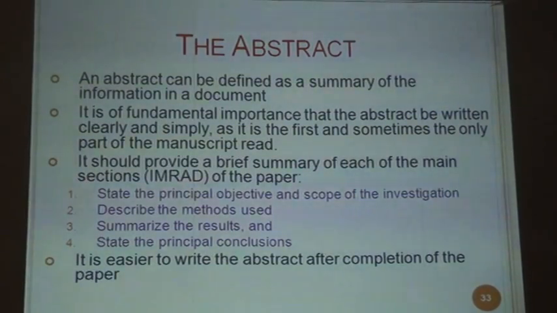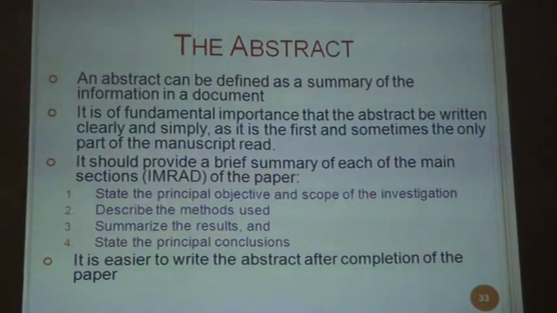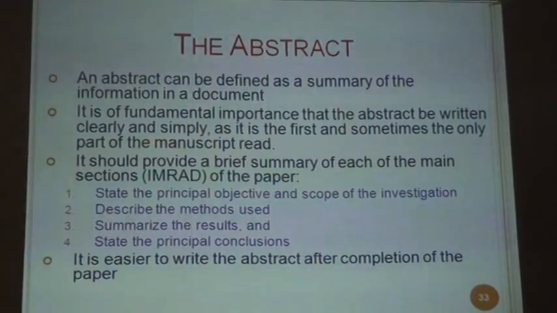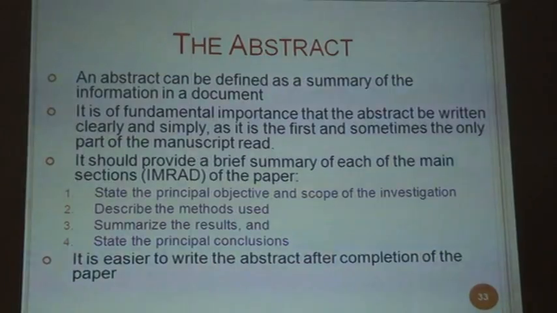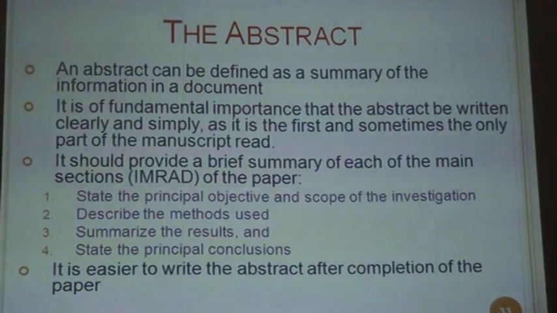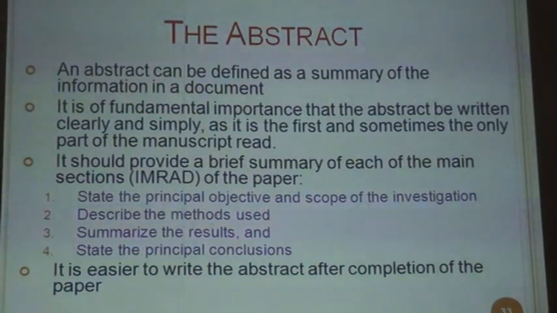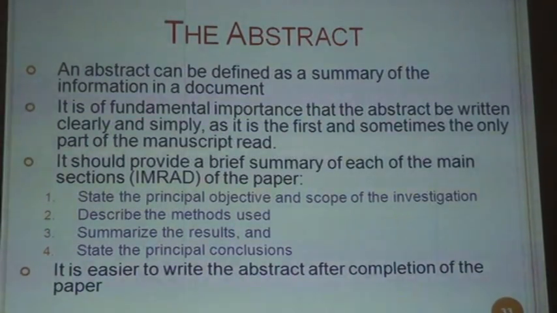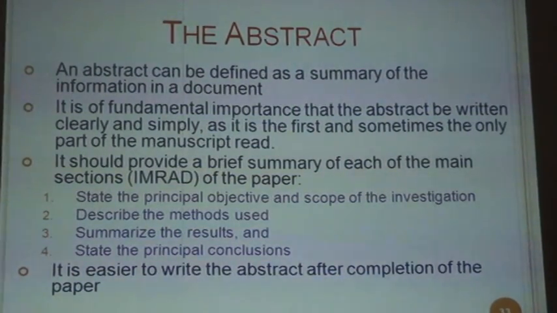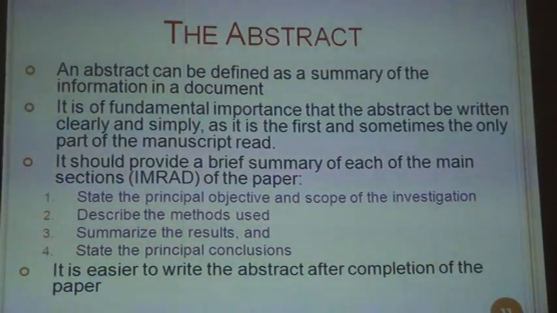Then the abstract can be, because sometimes abstract writing is not so easy. It sounds easy, but it's not so easy, because to restrain yourself to 150 to 200 words is not always easy. It can be defined as a summary of the information in a document. It's of fundamental importance that the abstract be written clearly and simply, as it is the first and sometimes the only part of the manuscript read. Because when it goes for peer review, sometimes only the abstract is read.